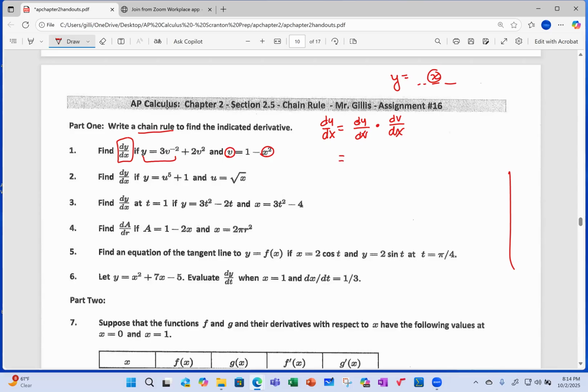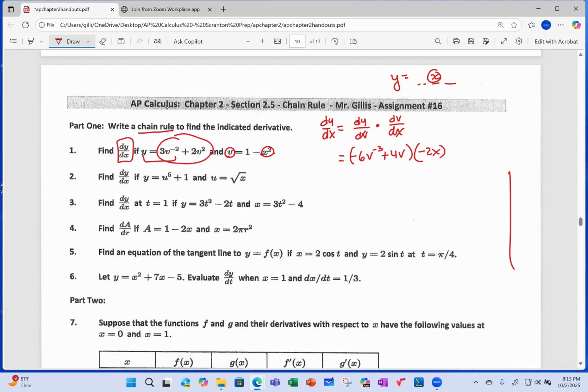So all I'm going to do is take the derivative of y with respect to v, and that would be, by the power rule, negative 6v to the negative third plus 4v, and then I'm going to take the derivative of v with respect to x, which is minus 2x.